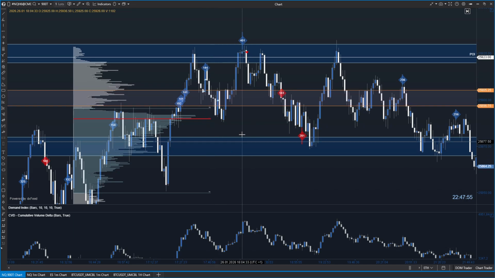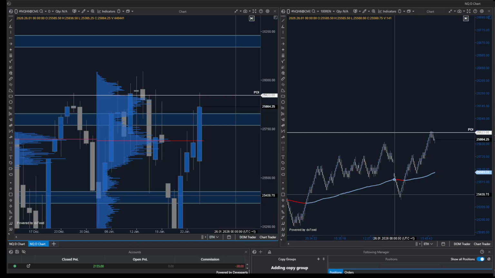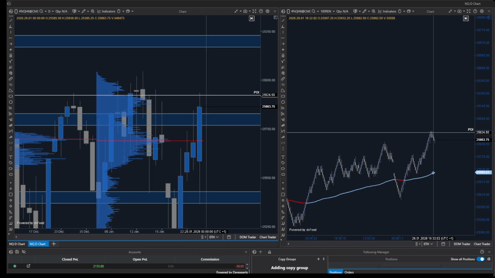Just a quick recap of the trading day today. As you can see here, 2,155, commission 38 dollars, and that's basically it. That's the trade for the day, and I hope you could learn something from it. If you have any questions, you can ask me in the comment box or in the Discord.